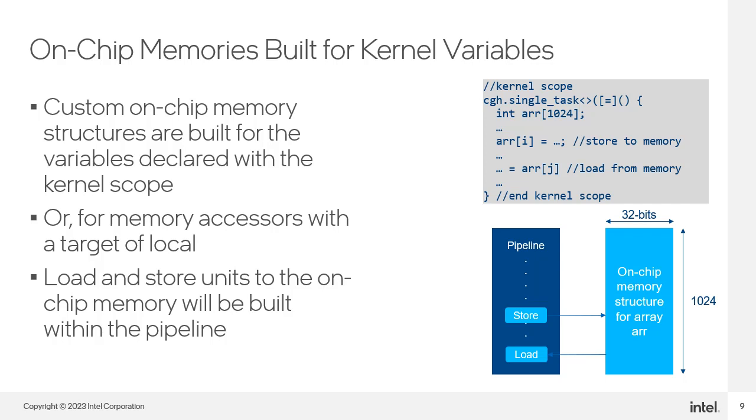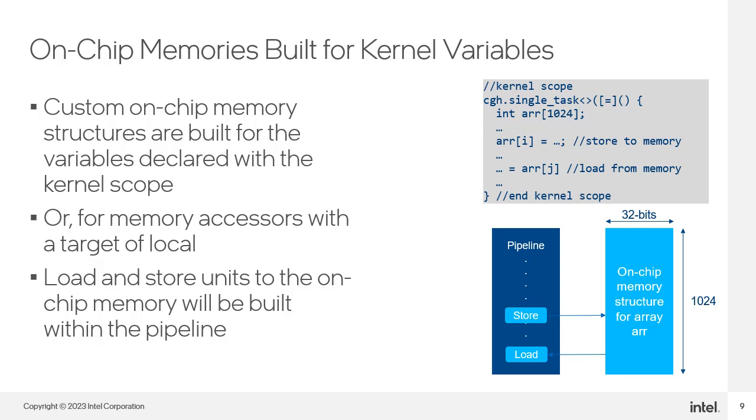As mentioned earlier, on-chip RAMs are built into the pipeline for the kernel code as well. Custom on-chip memory structures are built for the variables declared within the kernel scope or for memory accessors with a target of local. If an accessor is present in the command scope, the DDR on the board is used for that memory. Load and store units are built within the pipeline to interact with the on-chip memory or the DDR depending on what your design memory needs are.